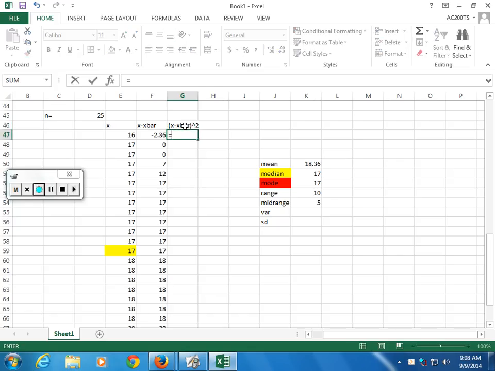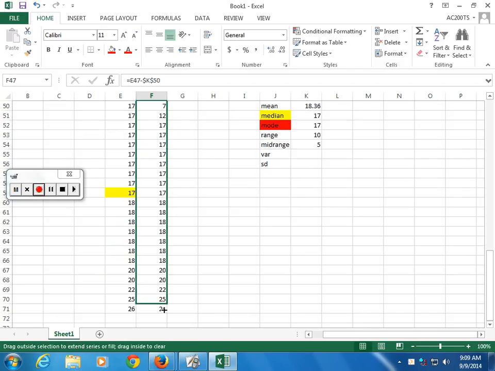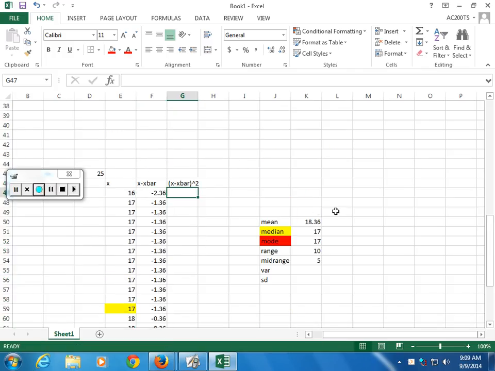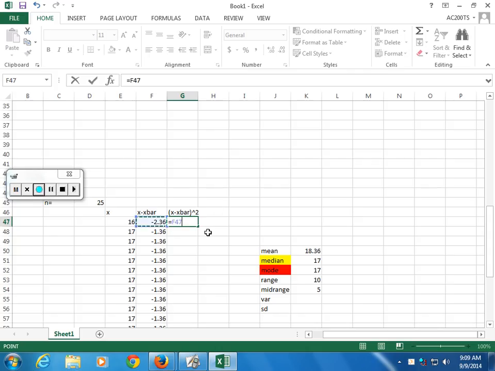And that's equal to this guy. Whoa, wait a minute. I didn't lock this. Hold on a second. That's not right. Equals this minus this, and hit F4. F4 locks it. Remember that if you're going to use spreadsheet. F4 locks it. And that's equal to this guy raised to the second power.